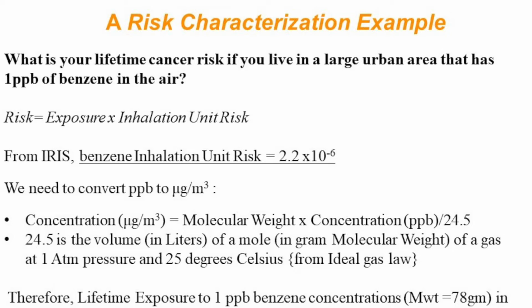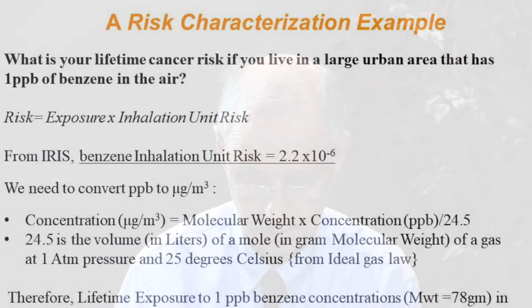So if you're in an urban area that has 1 ppb of benzene in the air, you have a risk close to 1 in 100,000. Now, for pollutants that are in particulate matter form, the concentrations again go in terms of weight by weight, or parts per million, which is milligram per kilogram. And in this context, ppb is volume by volume basis, as I mentioned earlier.